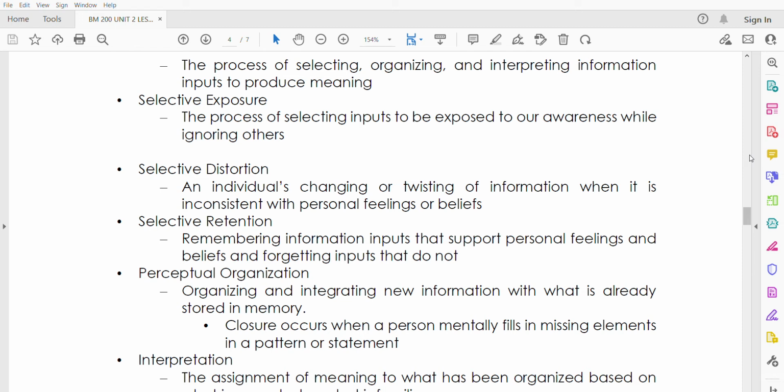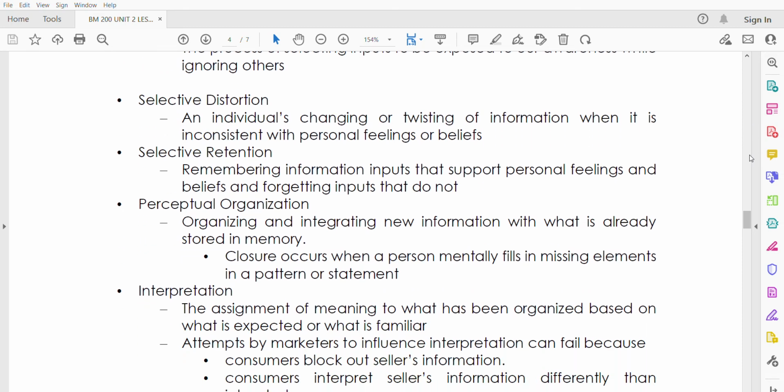So that could often lead to selective distortion wherein as an individual or as a consumer, we twist the given information when we already know that it is not advantageous for us, or that we will waste money buying that product, but because of the personal feelings that we have, wanting to follow the trend, we still buy that product.